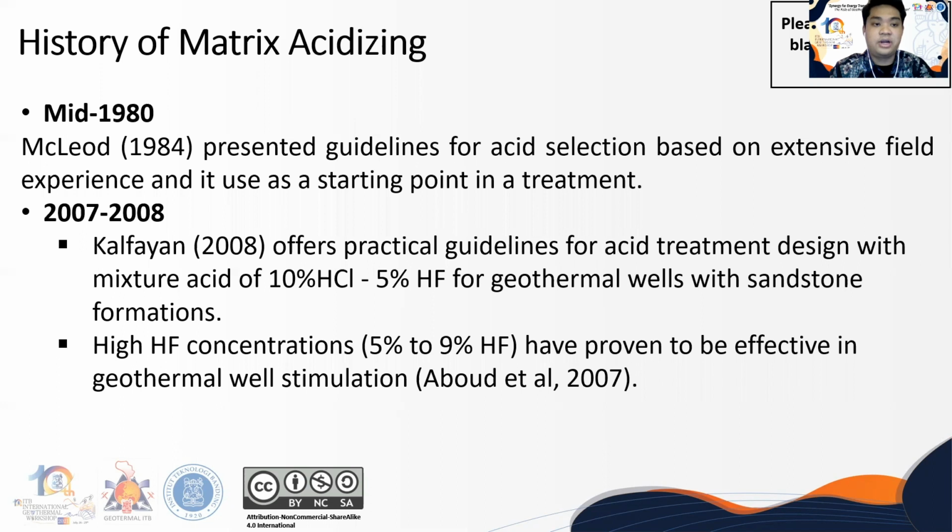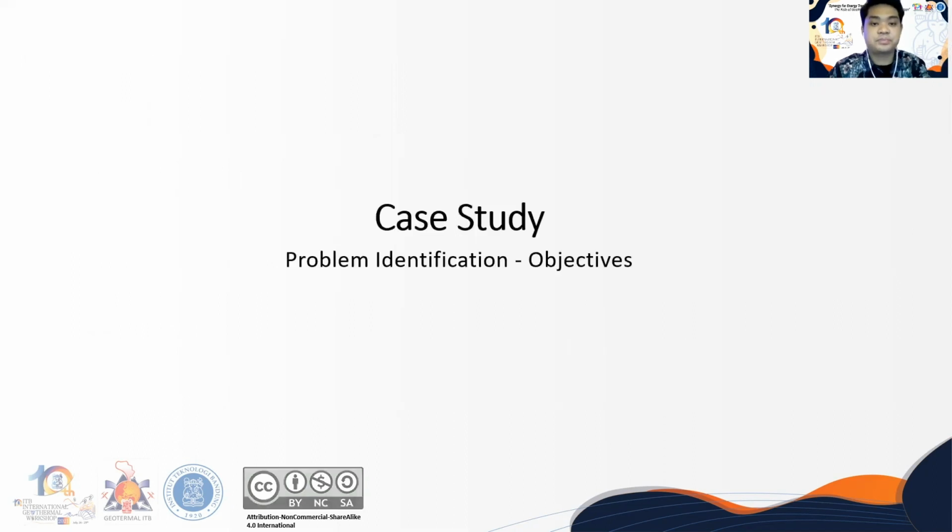In 1984, Harry McLeod introduced a guideline in selecting an acid fluid model based on permeability and rock type, whose reference is from field experience. After well stimulation started in geothermal fields, in 2007 to 2008, Kalfayan in his book offered practical guidelines for acid treatment design with a mixture acid of 10% HCl and 5% HF for geothermal wells with certain formation. And high HF concentration, which is 5% to 9% HF, has proven to be effective in geothermal well stimulation based on Abbott's paper. And this is the case study, consisting of problem identification and objective.